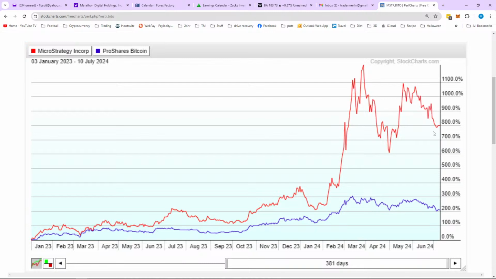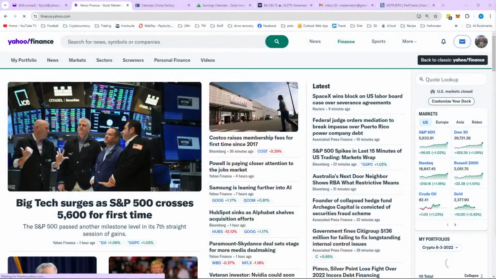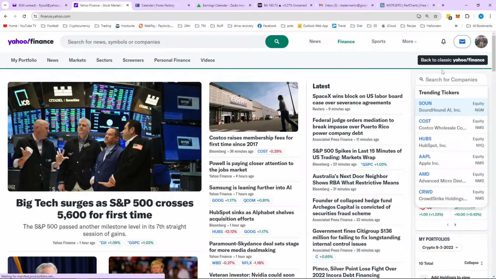MicroStrategy is up 800%. So yes, if you really felt strongly that we're going to see this next year very positive and bullish for Bitcoin, then I think MicroStrategy is probably going to be a better rate of return to the upside. I think the chart has shown it, but also when you look at the leverage side of it, meaning the short interest, let's check MicroStrategy's short interest here. MicroStrategy's short interest is probably about 20 or 25%. Let's go MSTR.